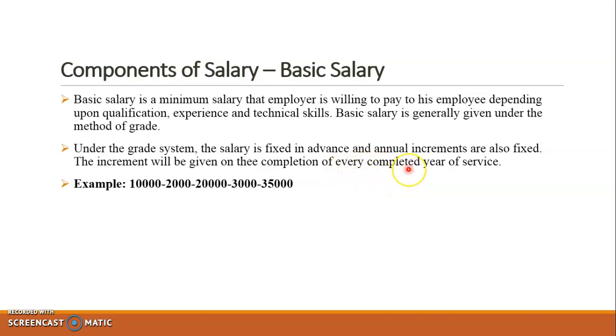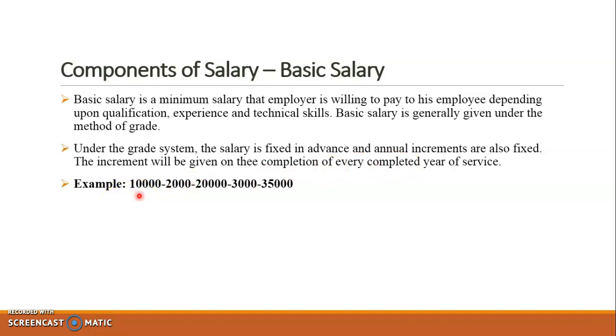So it is every completed year. In case the employee has joined during the year, it will be calculated from the date of employment until the ending of the next year. So for example, he has joined on 1st June 2019. So the year of completion will be 31st May 2020, that is from 1st June 2019 to 31st May 2020. So let's understand this more with the help of an example.